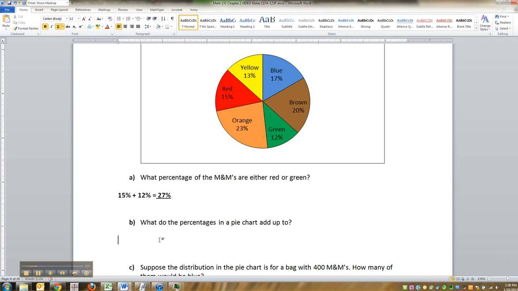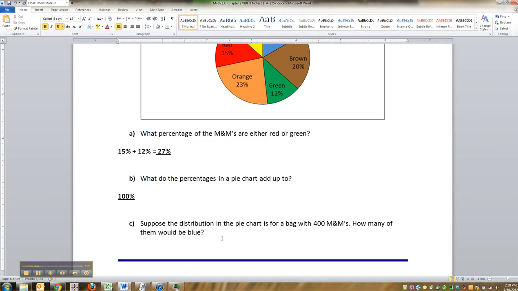All right, what must the percentages in the pie chart add up to? Well, 100%, right? Because you've got every single color covered, right? There is no color that isn't taken care of in this.